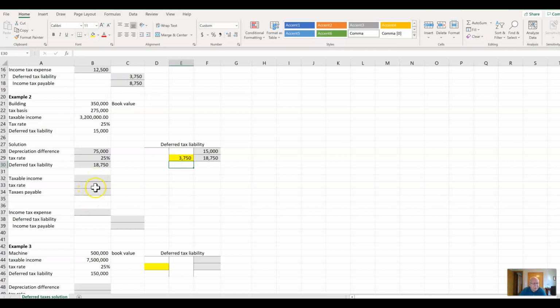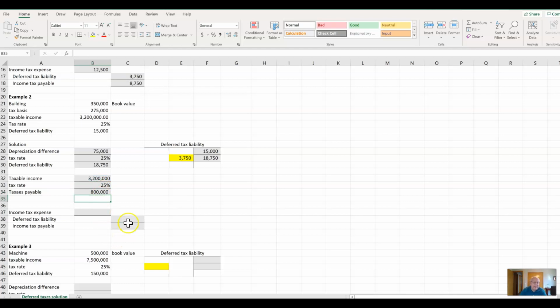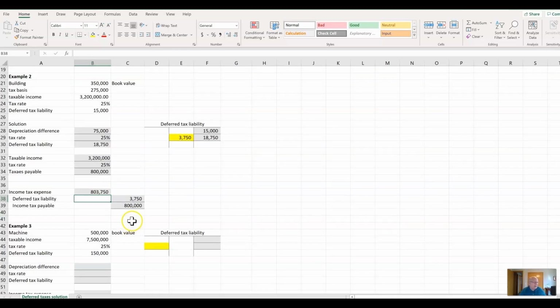I really wouldn't even need this part. I said I need the tax payable. My taxable income was $3,200,000, and at 25%, that's 3,200,000 times 25%, which is 800,000. So now I know the income tax payable is 800,000. The deferred tax liability I need to increase by 3,750 because that's my change. And then the income tax expense is those two added together, so 803,750. Hopefully that helps on that one, and that's where we need to increase it.